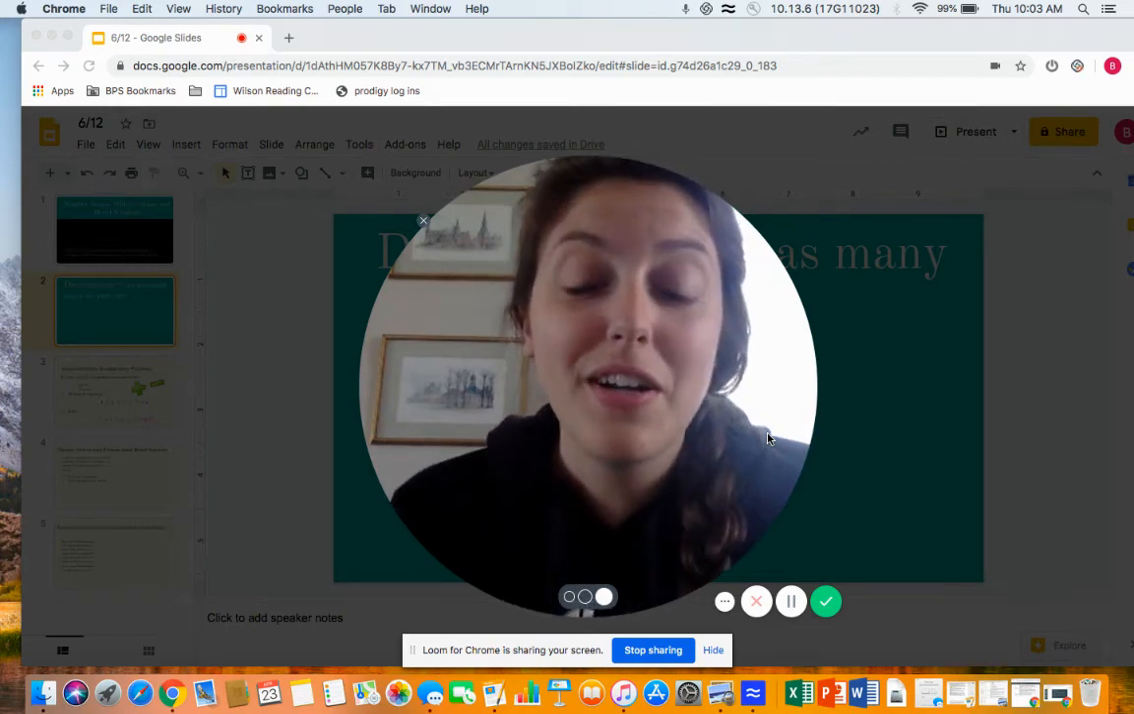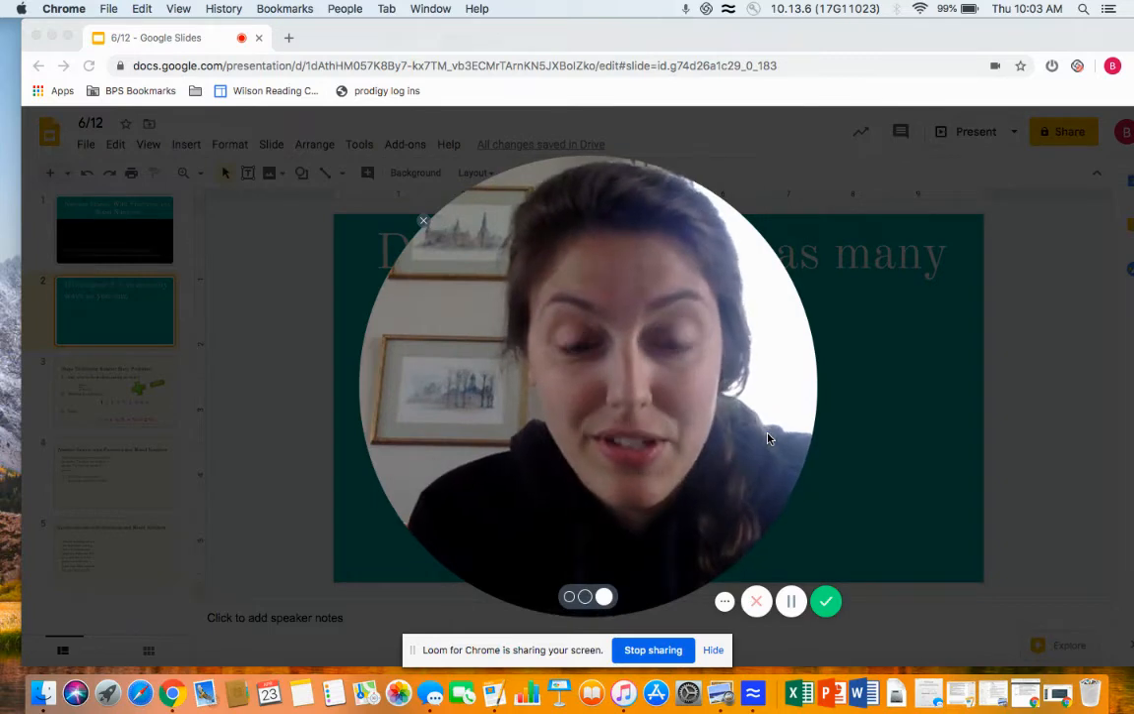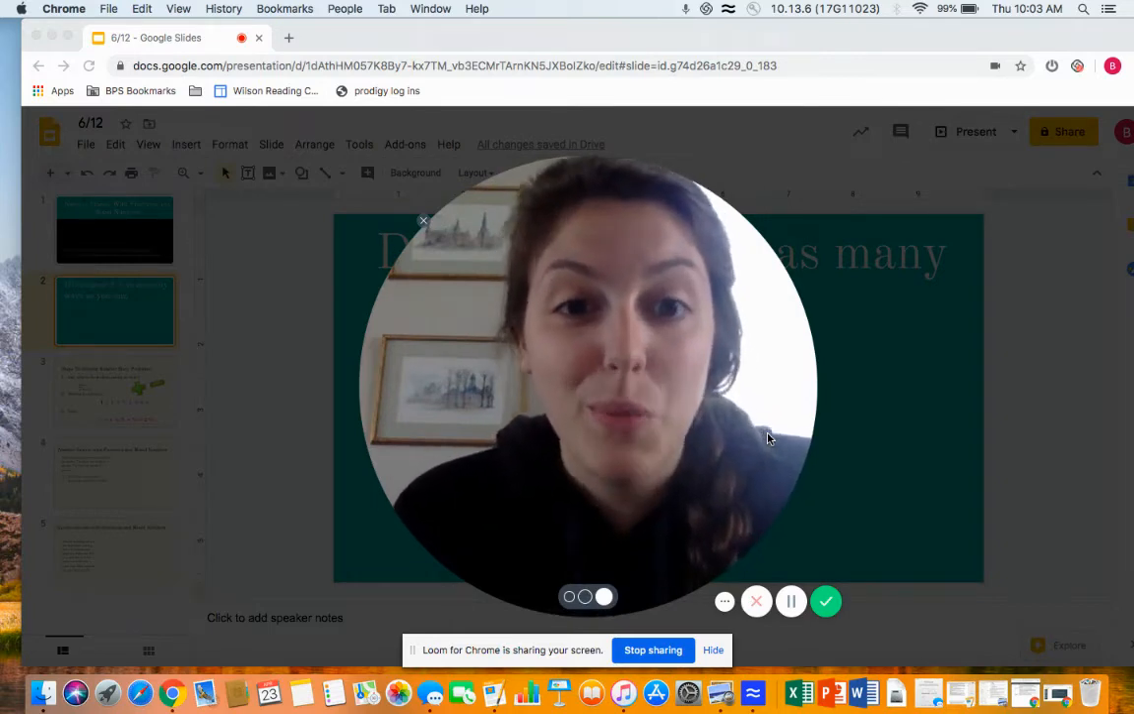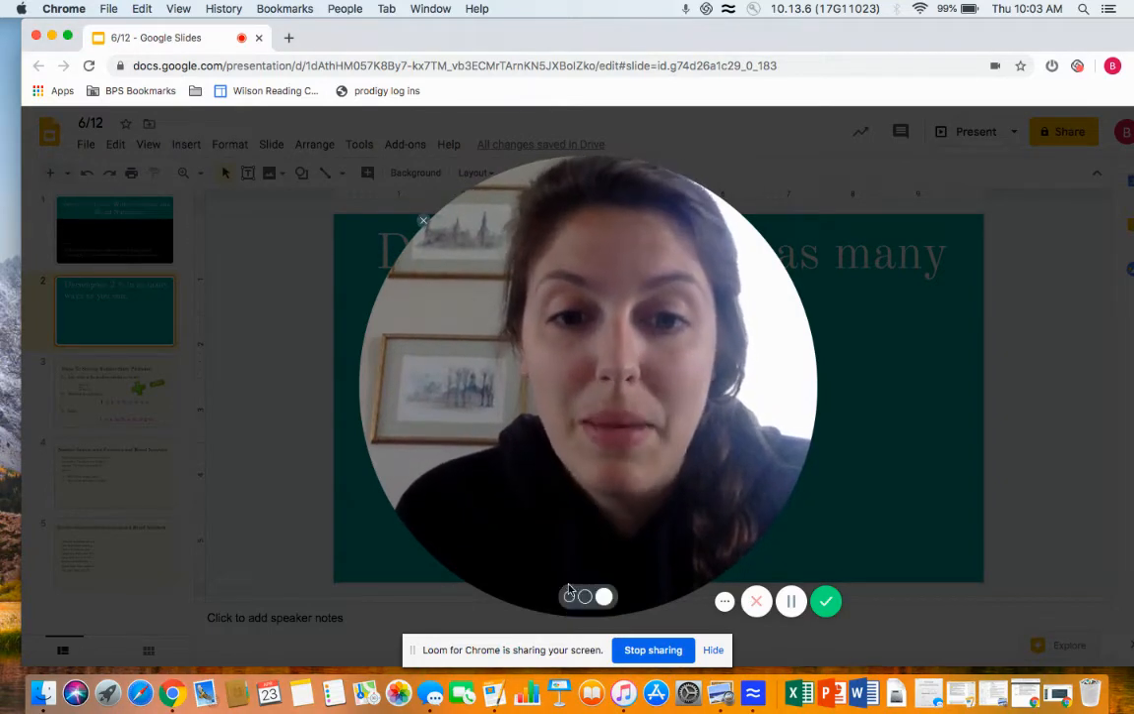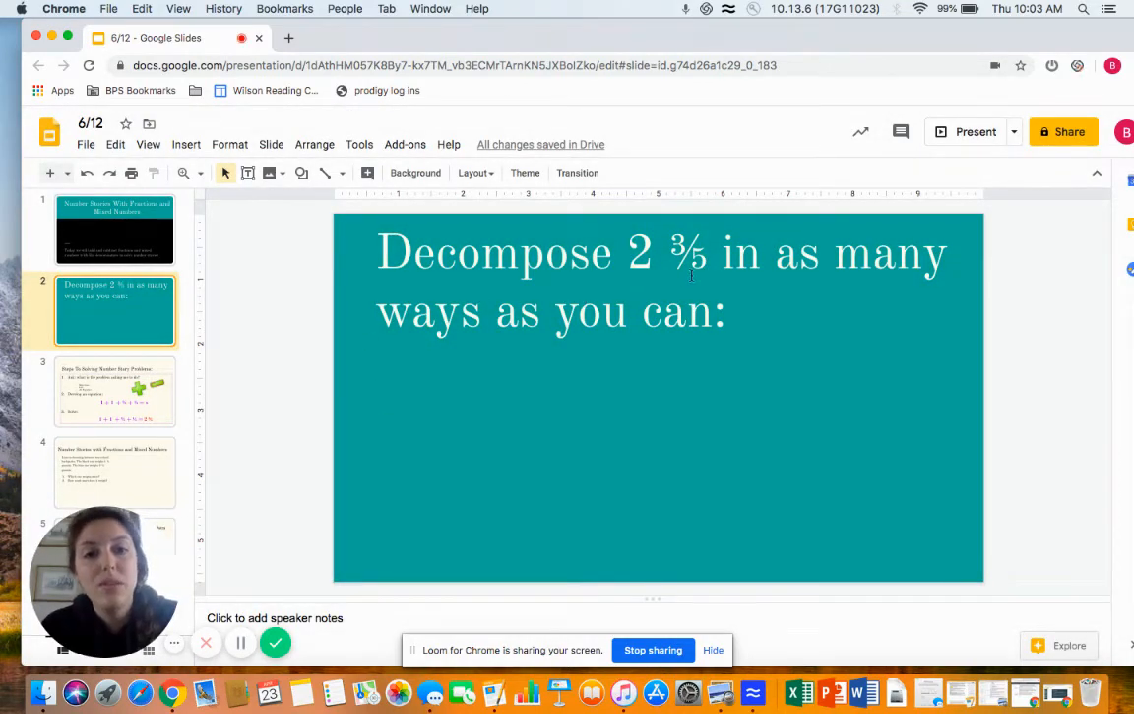Everyone. Today we're going to work on solving number story problems that involve fractions and mixed numbers. To start, let's do a little warm-up. On a piece of paper, or if you have a whiteboard, you can use that too, I want you to take a second and decompose 2 3/5 in as many ways as you can. Remember, decompose means to break down into smaller parts.